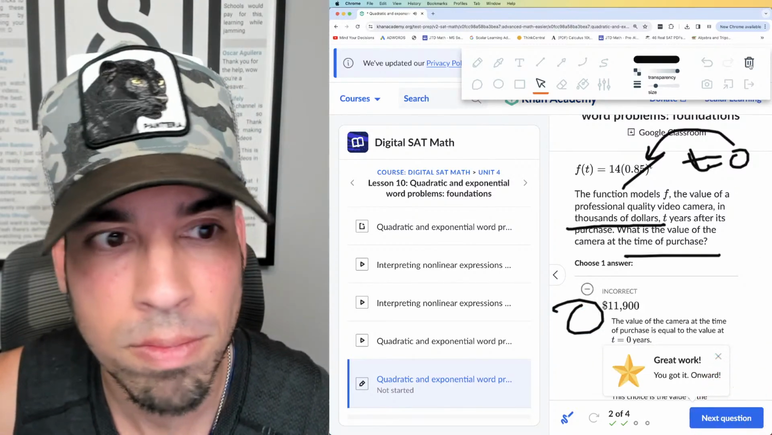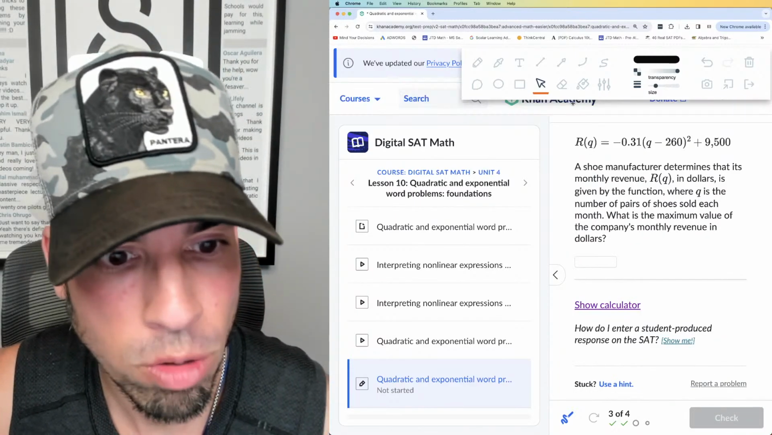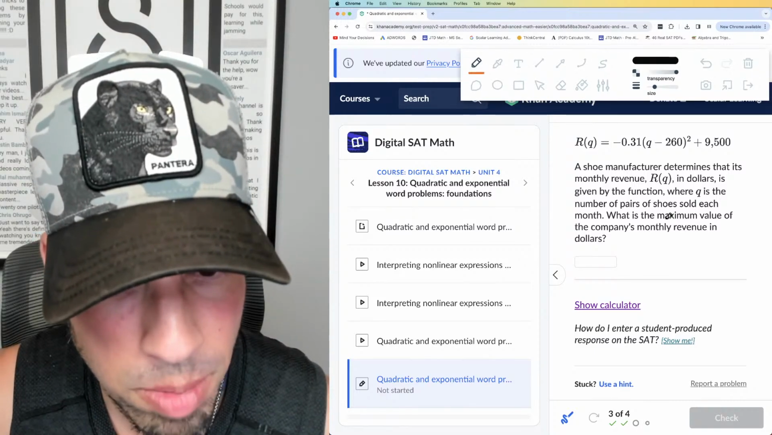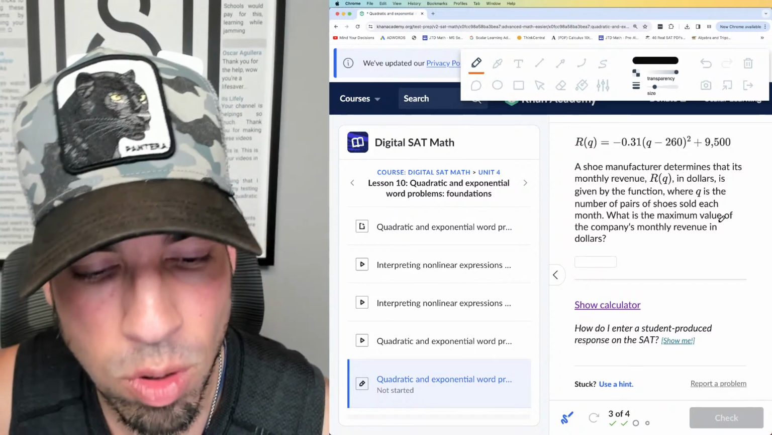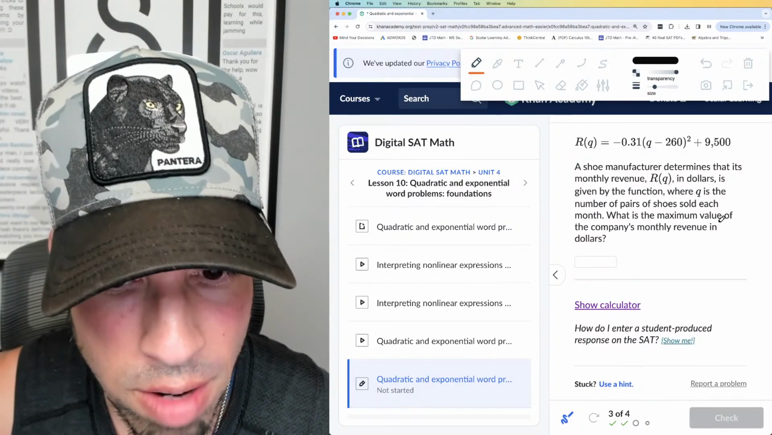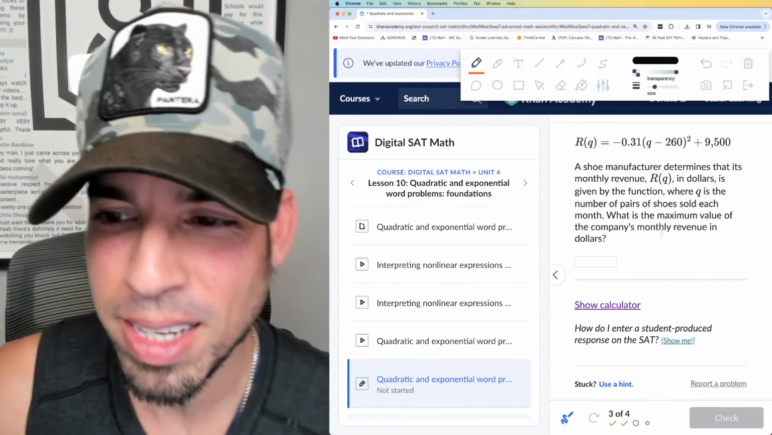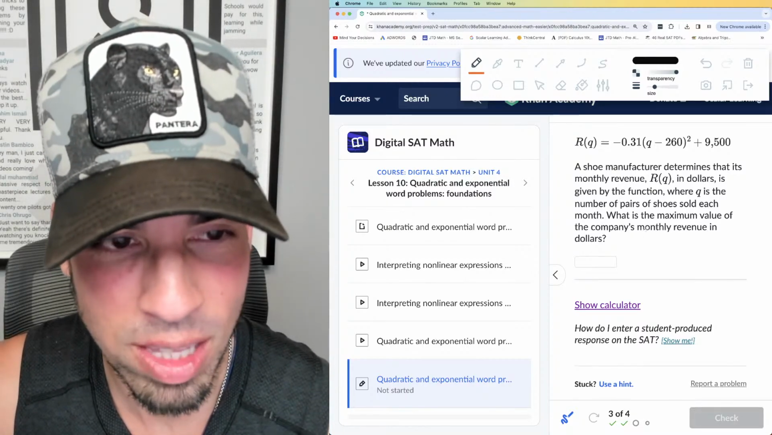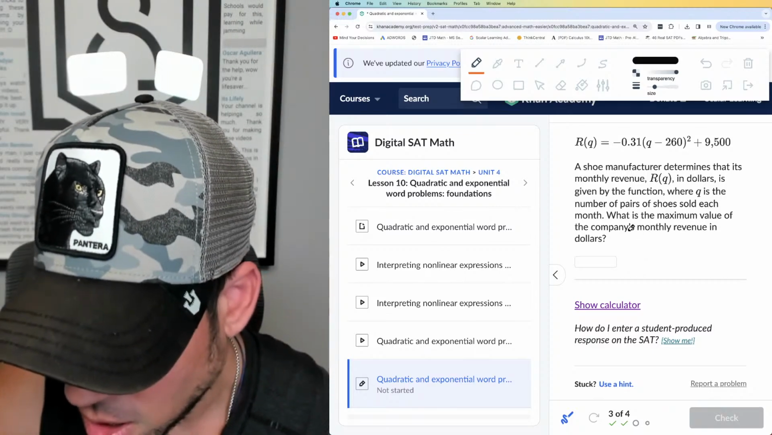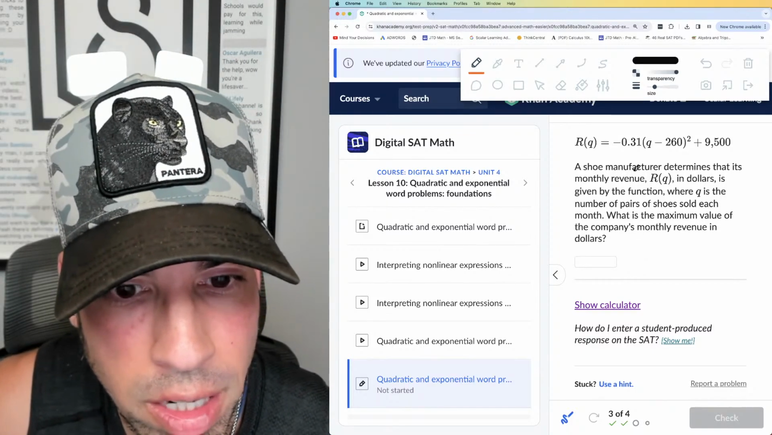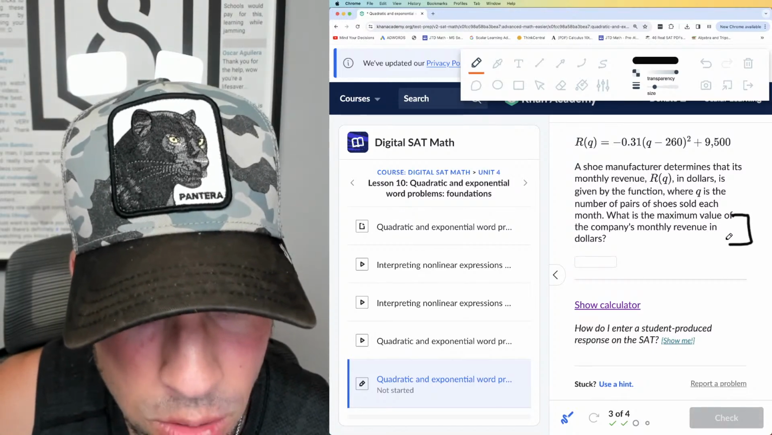Done. Okay. Next, we've got this one. A shoe manufacturer determines that its monthly revenue in dollars is given by the function where Q is the number of pairs of shoes sold each month. What is the maximum value of the company's monthly revenue in dollars? Sorry, I feel like my computer is getting a little laggy, so let me know in the comments if anything is seeming weird.